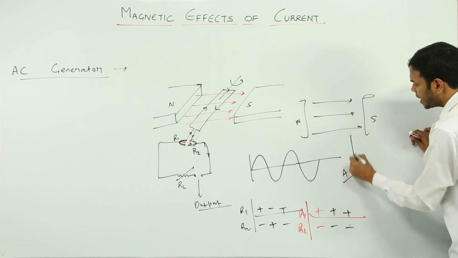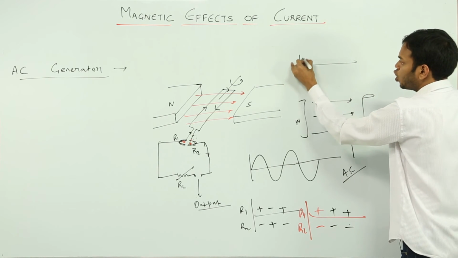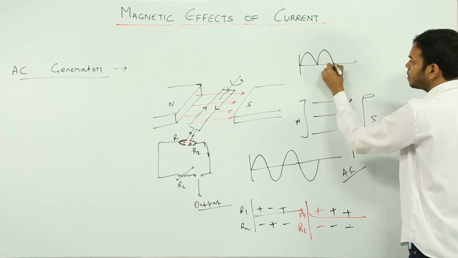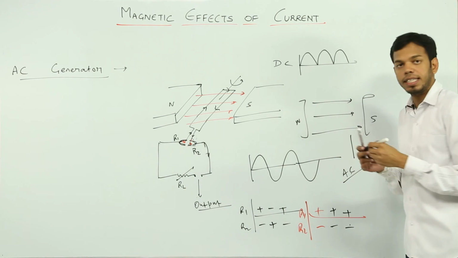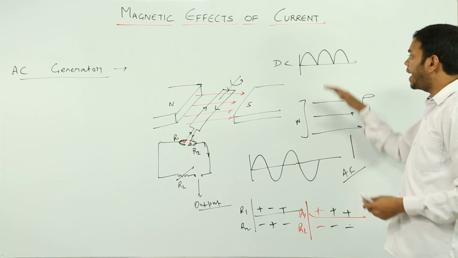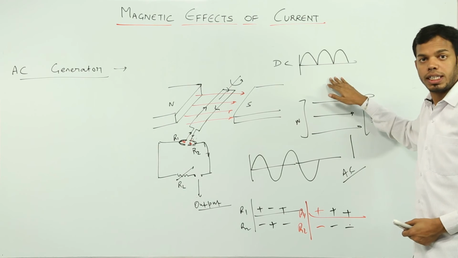The graph would be something like this. From 0 to maximum to 0, then 0 to maximum to 0, and 0 to maximum to 0. So this is a DC, a DC generator. Why DC? This is a fluctuating DC.